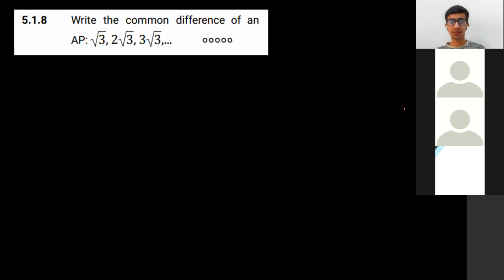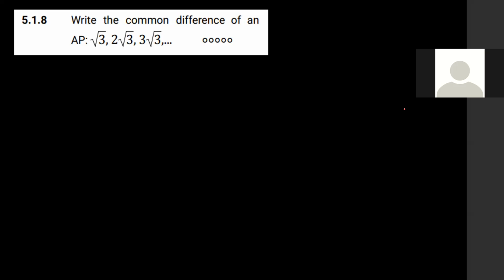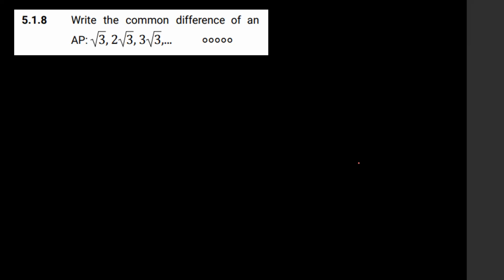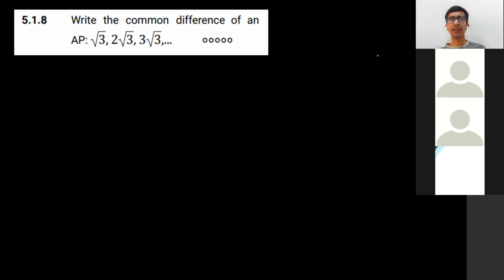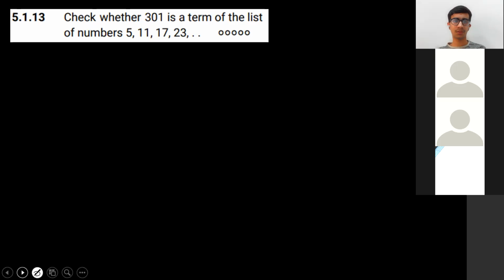Raghav, correct? I'm waiting for some other answers. Neil, Abhishek, Ritvik, Bhavika, Teshna. Okay, everyone has got root 3. So how do you calculate D? You just take the difference of the consecutive two terms. So 2 root 3 minus root 3 will be our D, or the common difference. This is equal to root 3.